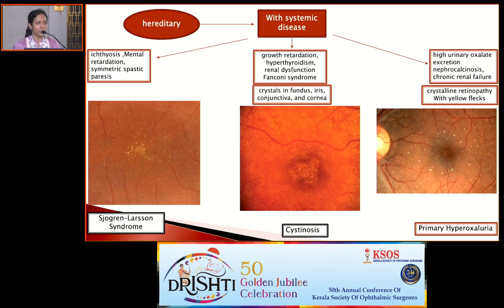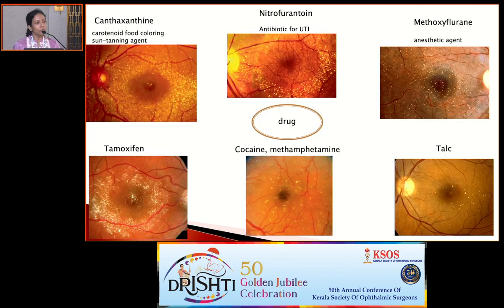Crystals can also be associated with systemic disease like Sjogren-Larsson syndrome, cystinosis, and primary hyperoxaluria. So these patients may have, in addition, systemic findings also. Drugs can also produce crystals, like for example, nitrofurantoin, tamoxifen, and talc.